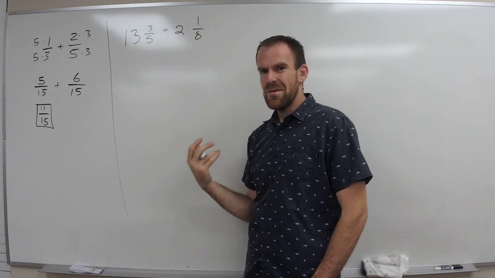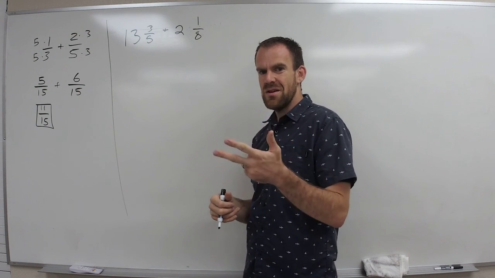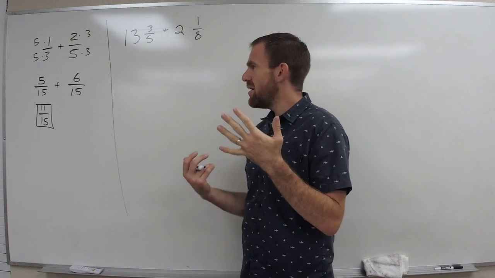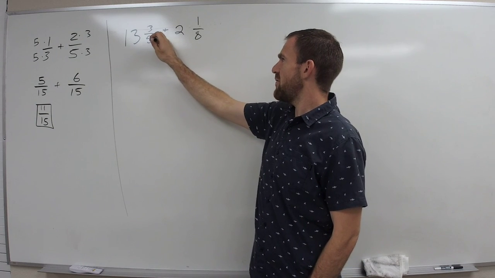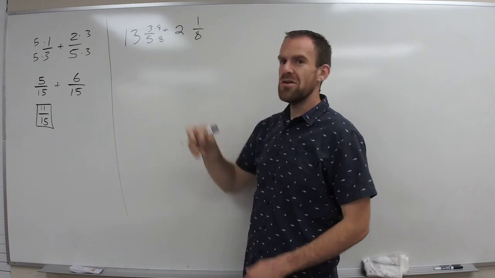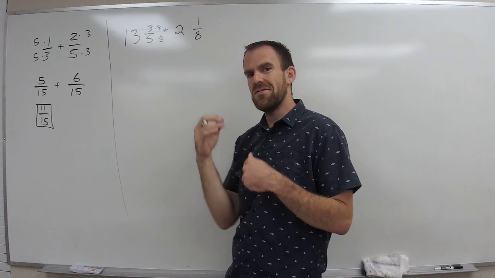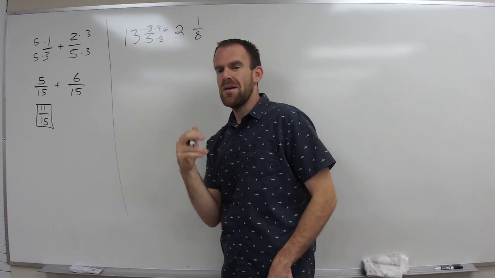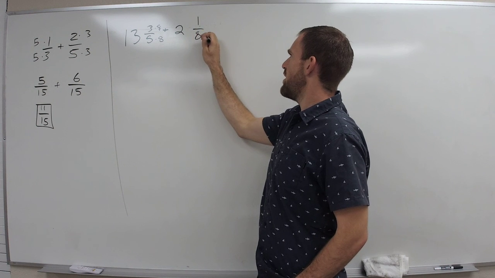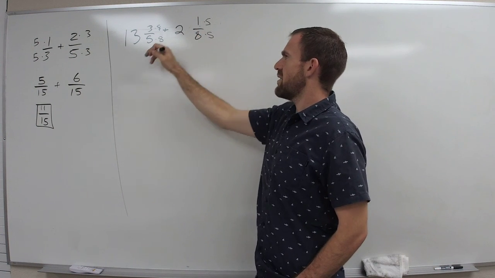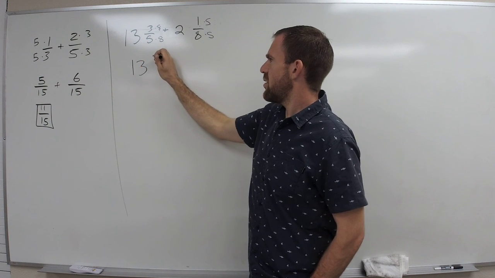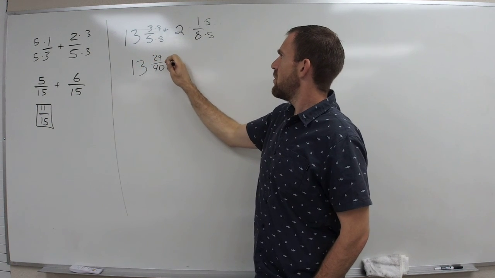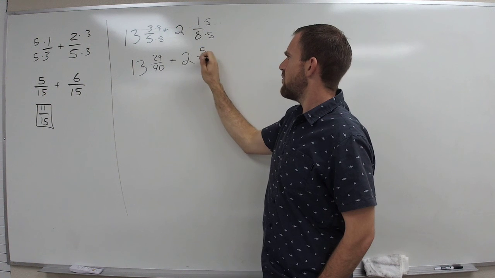Again, if I think about 8s, I have 8, 16, 24, 32, 40. I'm basically going to have 40 as my common denominator anyways. So I'm going to multiply 5 by 8. But remember, you can only do something to a fraction if you do the same thing to the top and the bottom. So I'm going to multiply by 5 over here so I get 40. What does that leave me with? That leaves me with 13 and 24 40ths plus 2 and 5 40ths.